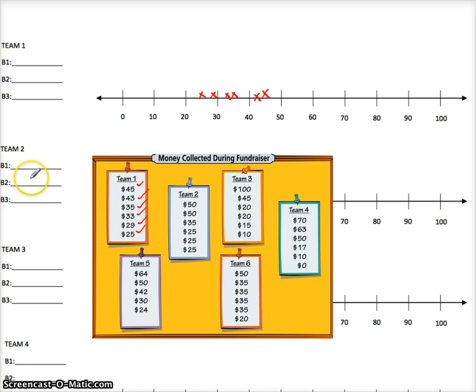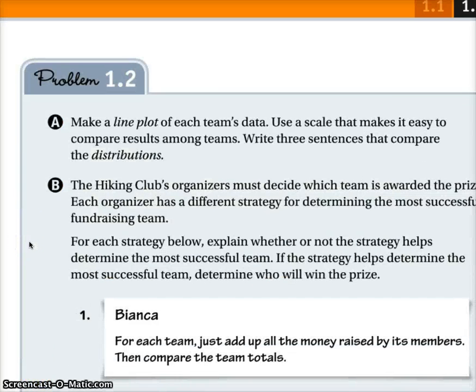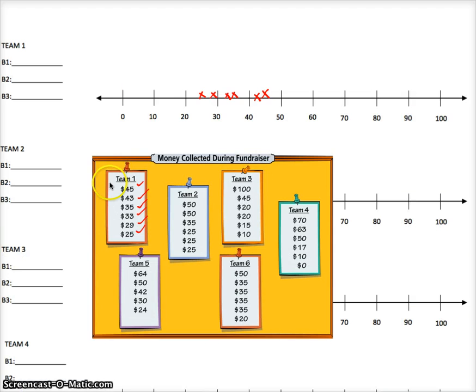Okay. Now, after we create the line plot, it tells us to write 3 sentences that compare the distributions. When you start plotting more than one of these and you do the next one, team 2 and team 3, you can start making a comparison. Team 1 had a lot of numbers below 50. Team 2 had only 2 numbers of 50 but had 3 numbers that were a lot less, etc.